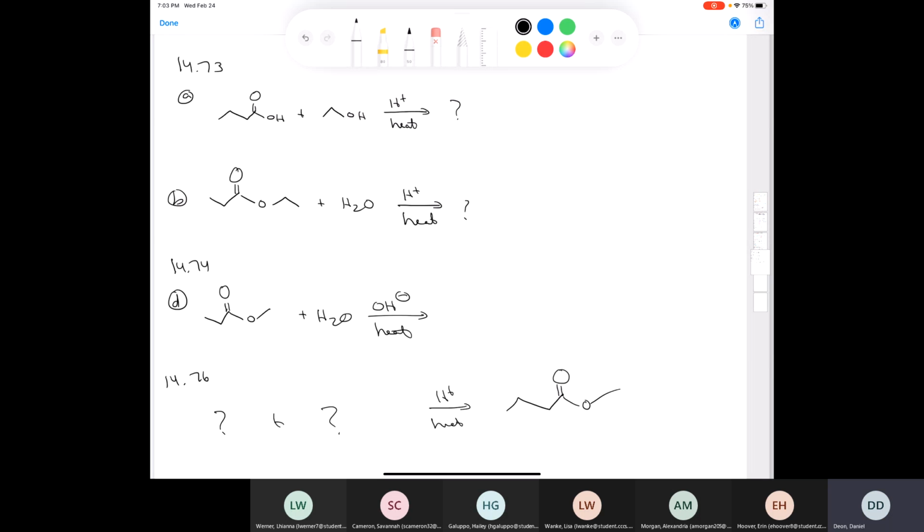All right, let's take a look at these. So could anybody name the first reaction, 14.73A? Give me a name for it. It does have a name. Not a trick question.